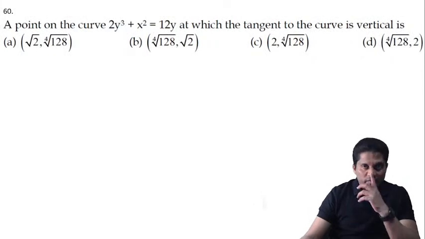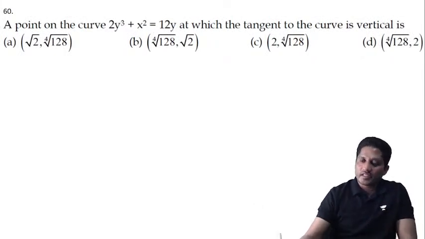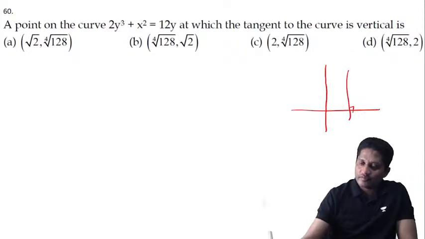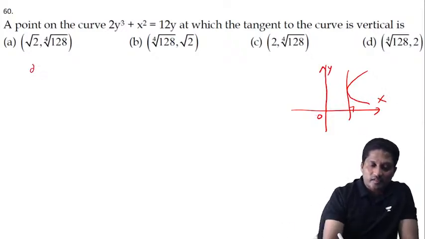A point on the curve at which the tangent to the curve is vertical. Tangent is vertical means dy by dx should be infinity, right? This is x, this is y, this is 0. Tangent is vertical means dy by dx should be equal to infinity. That is, in other words, dx by dy should be equal to 0.